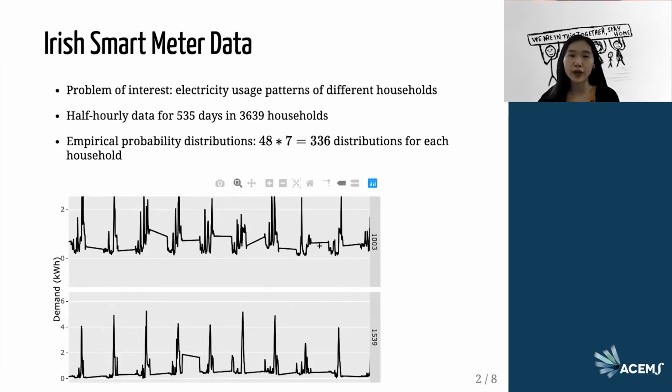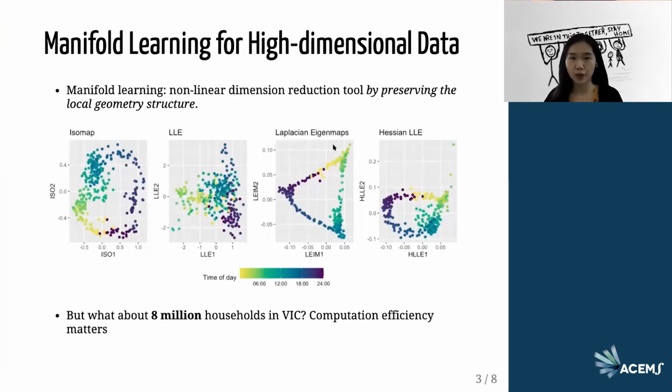So instead of working with observations directly, we work with these empirical probability distributions, so that we'll have 336 distributions for each household. That's a lot of distributions to work with, which is why we choose manifold learning to do some dimension reduction. Basically, manifold learning works by preserving the local geometry structure.